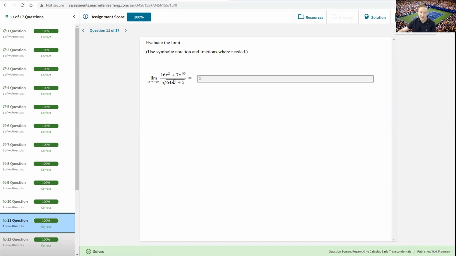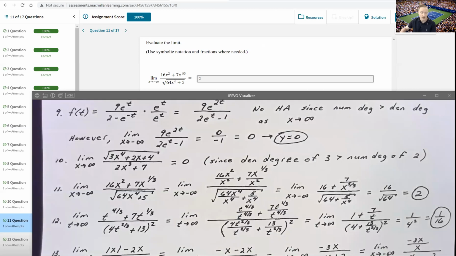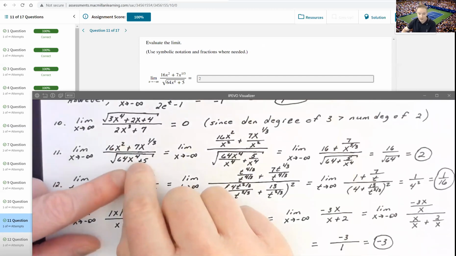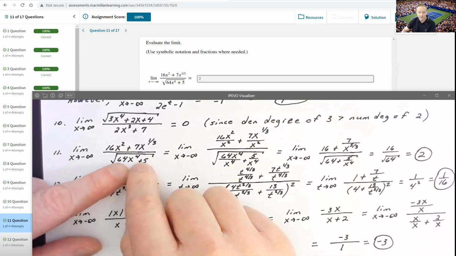For number 11, I'm looking at that one and saying, well, do I need to show work on this one? Well, yes and no. I know it's not going to be 0. How do I know? Because look at the degree of your numerator. It's degree 2. What's the degree of your denominator? Oh, square root of x to the fourth. It's also degree 2. So I'm going to show my work on this one. I know it's not simply 0, and I know that there is a horizontal asymptote.